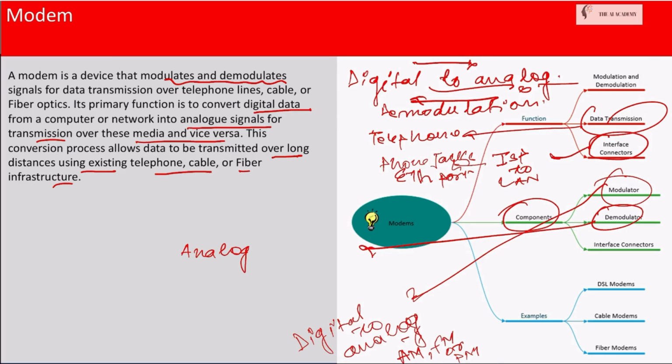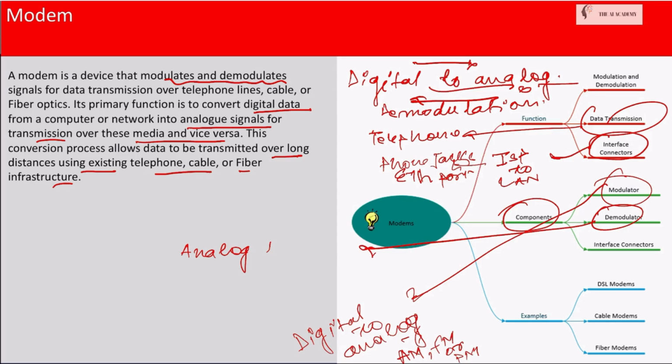The demodulator is responsible for converting incoming analog signals back into digital data. This component decodes the carrier signal to extract the binary data that can be processed by the computer or network. The demodulation process involves reversing the modulation technique used during transmission, ensuring that the original digital data is accurately recovered.